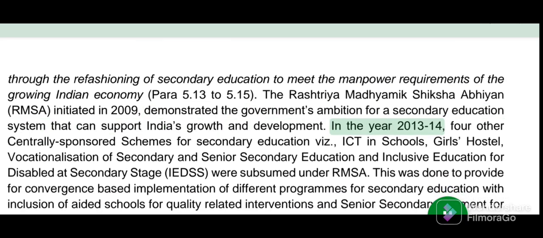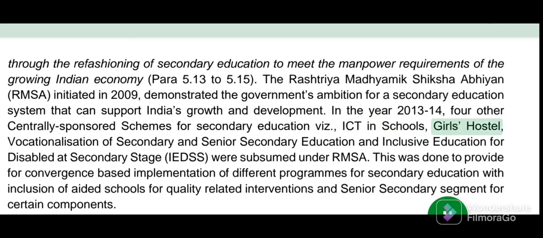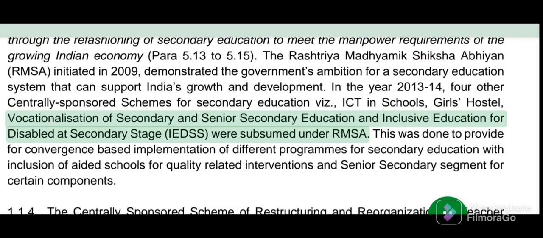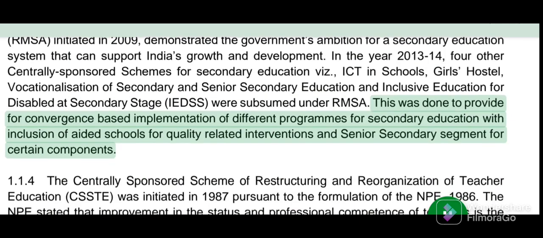In the year 2013-14, four other centrally sponsored schemes for secondary education, namely ICT in schools, girls' hostel, vocationalization of secondary and senior secondary education, and inclusive education for disabled at secondary stage (IEDSS), were subsumed under RMSA. This was done to provide for convergence-based implementation of different programs for secondary education with inclusion of aided schools for quality-related interventions and senior secondary segment for certain components.